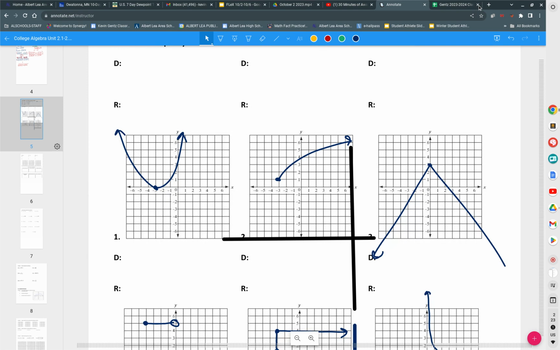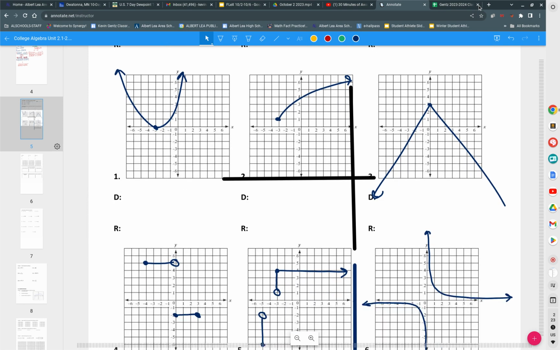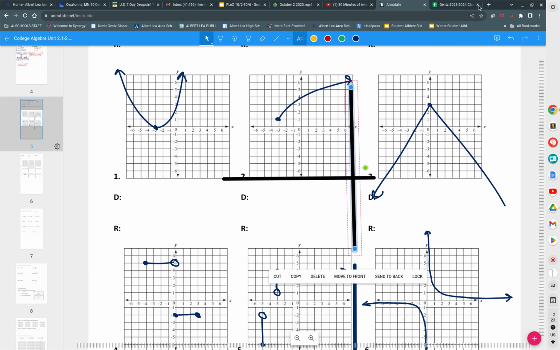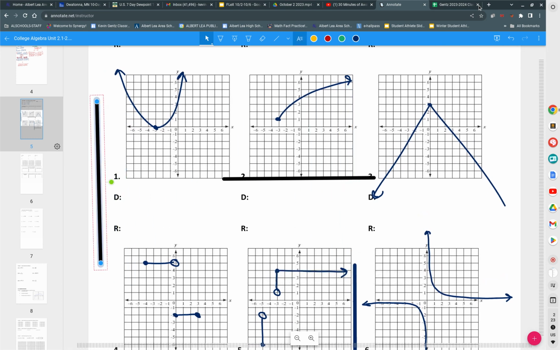I have these graphs. I don't have them on your paper, so I'm going to give you a little bit of time to draw these shapes. All you need to do is get the dots in the right spot and just draw the shape from there. So I have -3, 0. I have -3, 1. I have 0, 3.